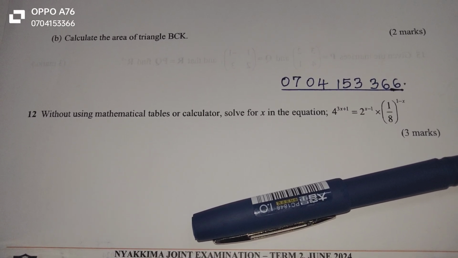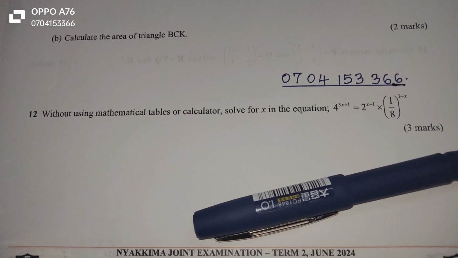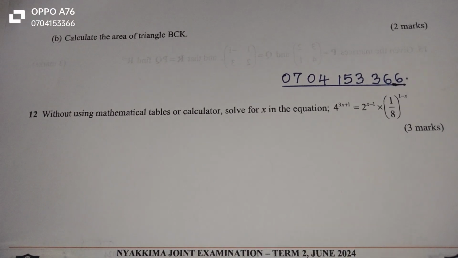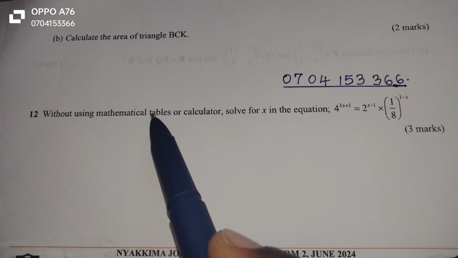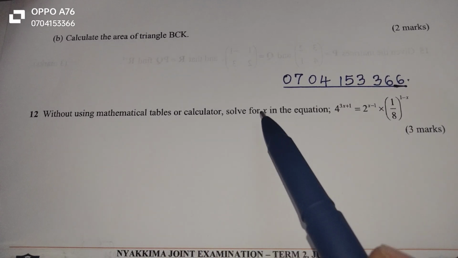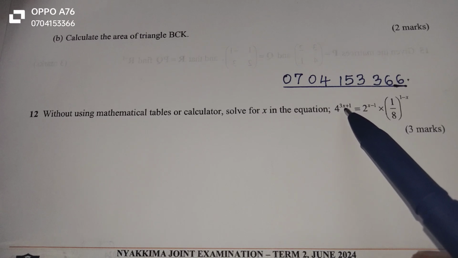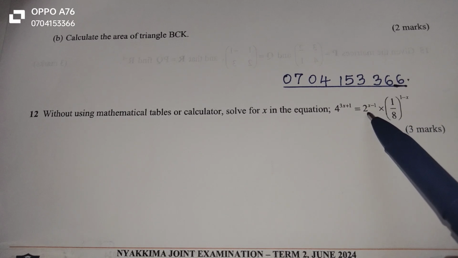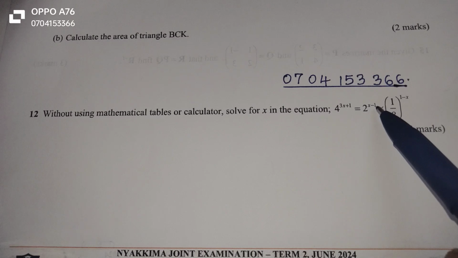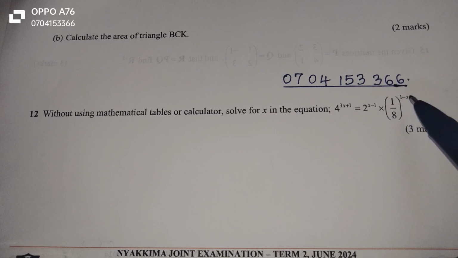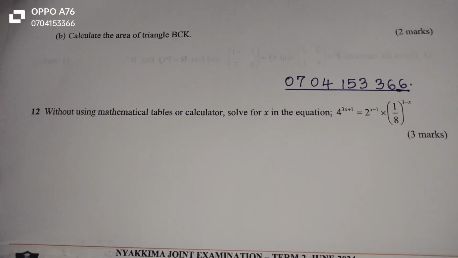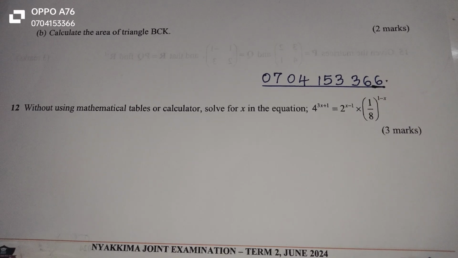We're going to discuss mathematics paper 1, a question on indices. Number 12. Without using mathematical tables or calculator, solve for x in the equation 4 raised to power 3x plus 1 equals 2 raised to power x minus 1 multiplied by 1 over 8 raised to 1 minus x, for 3 marks.